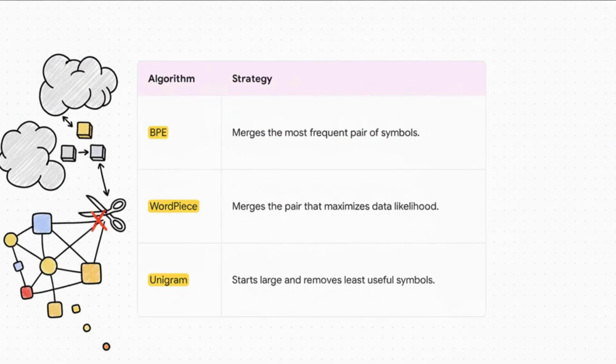Now, BPE isn't the only game in town. There are other cool algorithms out there. WordPiece, which BERT uses, is a little different. It merges pairs based on which merge would make the training data most probable or likely. And then you've got Unigram, which kind of flips the script. It starts with a huge vocabulary and then smartly throws out the least useful tokens until it's down to the right size. They all have a slightly different statistical flavor for finding those perfect subwords.